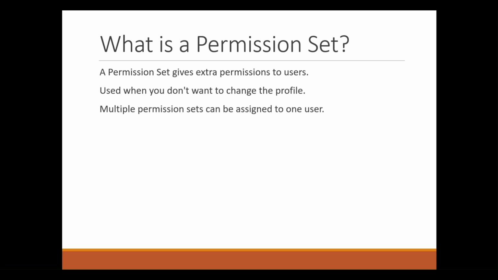Next slide says what is permission set. A permission set gives extra permission to a user, used when you don't want to change the profile. Multiple permission sets can be assigned to one user. So it's a little bit different from profile. Only one profile can be assigned to one user, but a user could have multiple permission sets assigned to it. I'll show you in the org how we can do that. But for now, we can take it as one user, one profile, and one user could have multiple permission sets.